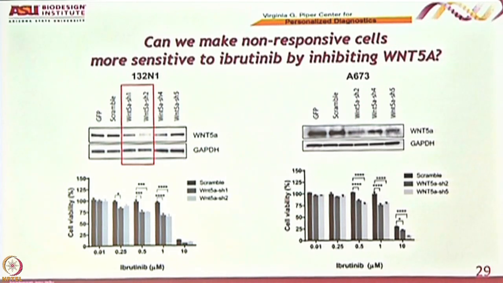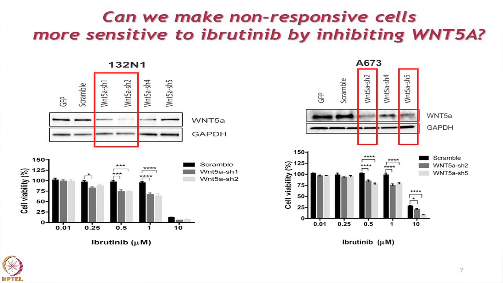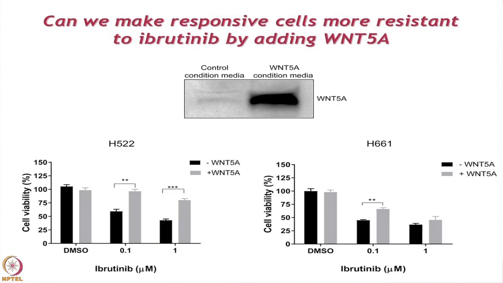And so then the flip question is also present. Here we made the cells more sensitive. So the question is, could we take a sensitive cell and make it resistant by giving it Wnt5a? And so she did that experiment. It turns out if you take cells that produce a lot of Wnt5a, if you take their media, just the cell culture media, there's a lot of Wnt5a in the media. The protein's right there.